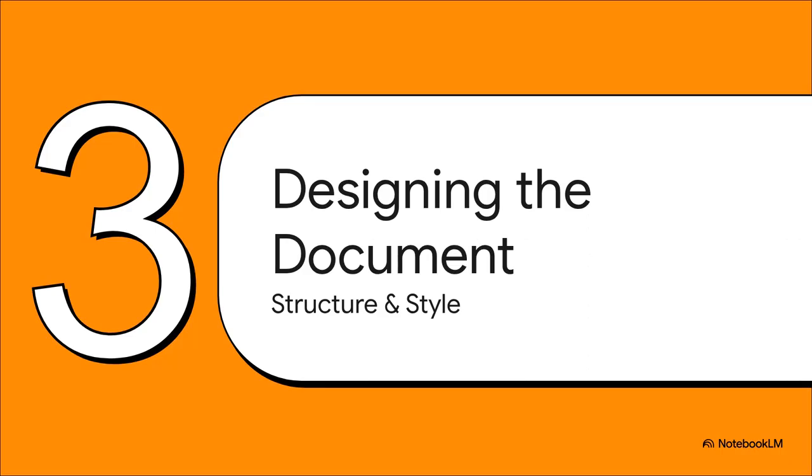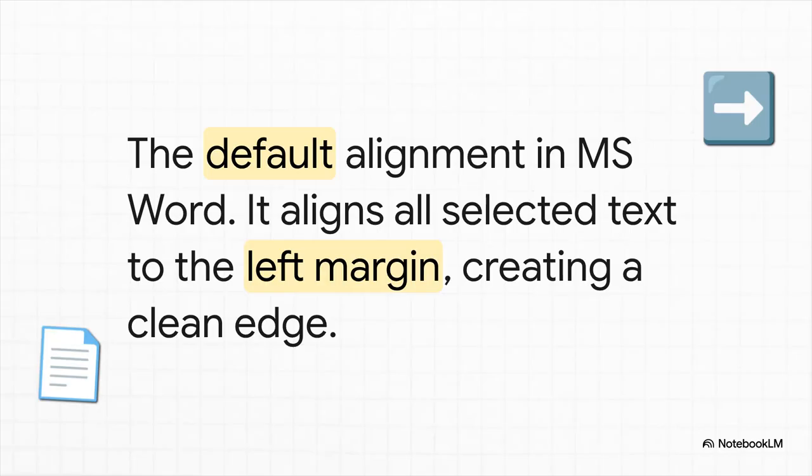Okay, so our words are looking good. Now let's kind of zoom out and think about the whole page. This is where we go from just writing text to actually designing a professional-looking document. Let's start with alignment. It's all about creating structure. By default, pretty much everything is aligned to the left. Why? Because that clean edge on the left side is super easy for our eyes to follow, making it perfect for the main body of your text.